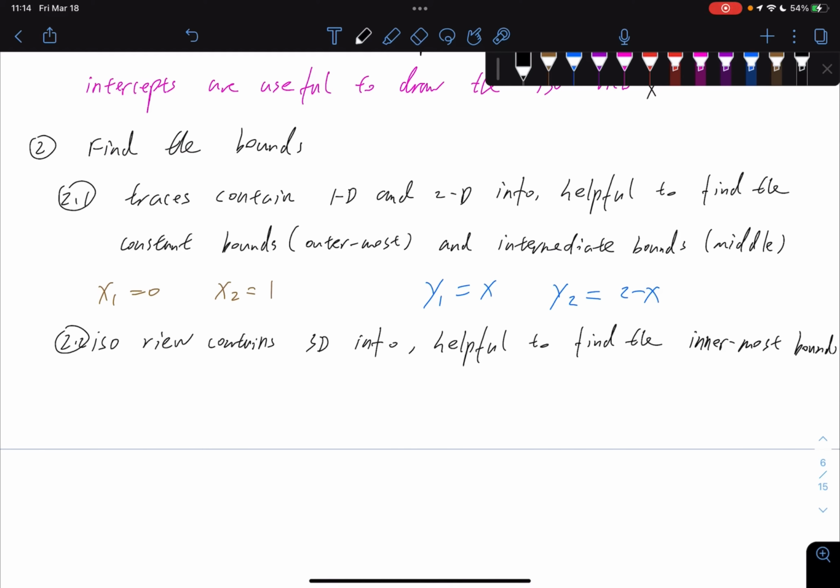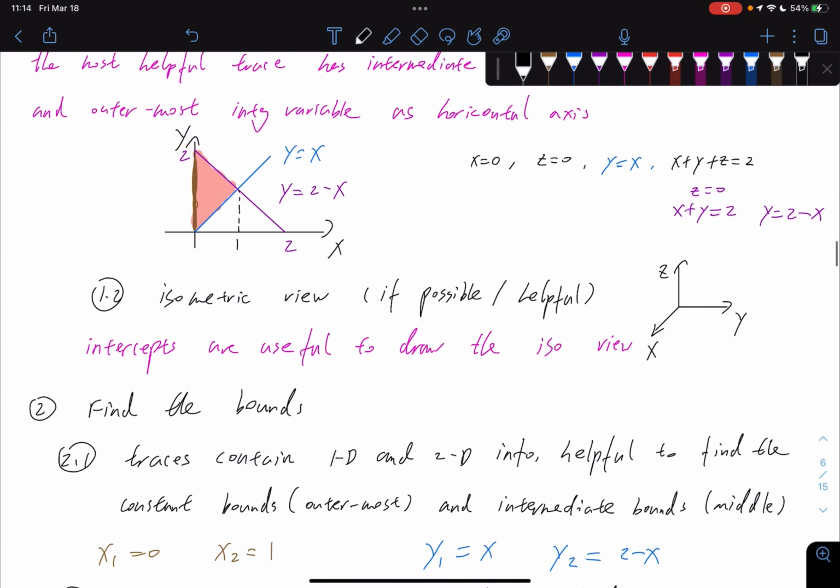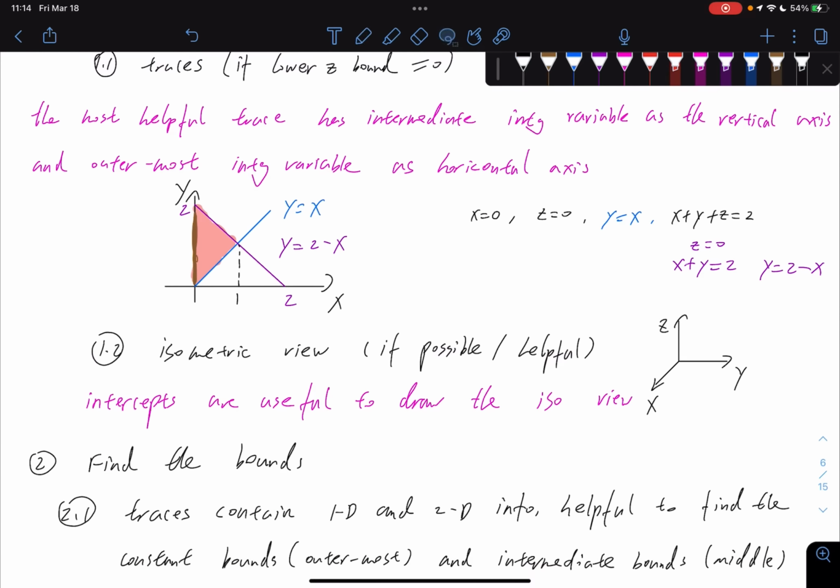So how are we going to do this? Because we obviously skip the isometric view, but we can still, by looking at the information presented to us, figure out which two bounding planes contain the variable z. Obviously this is one of them, and this is the other one.